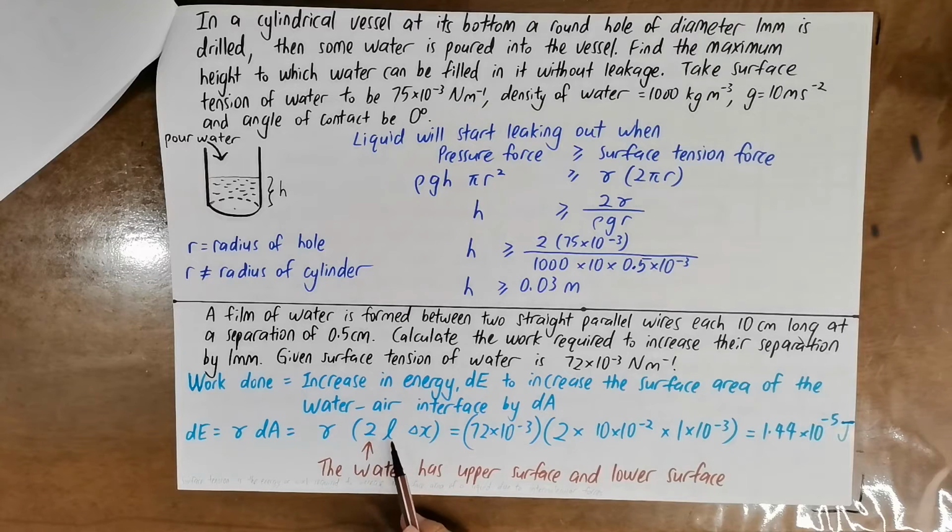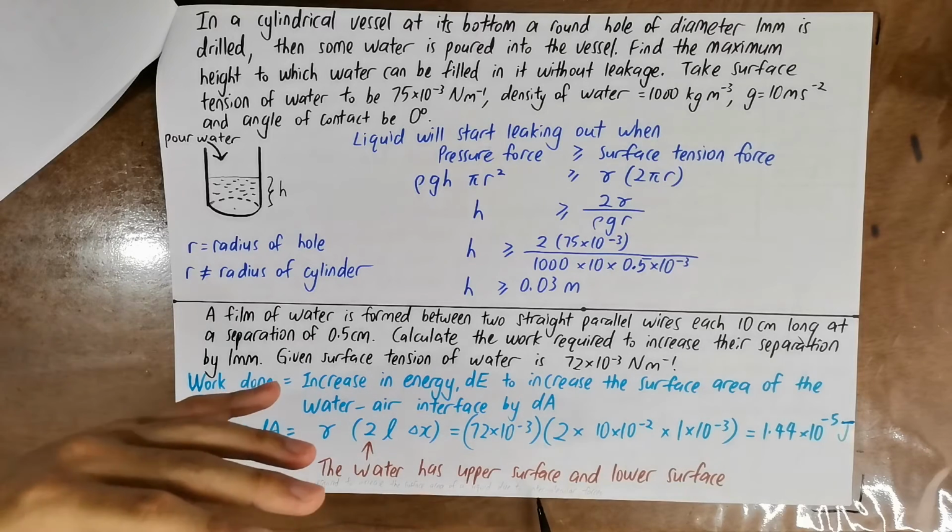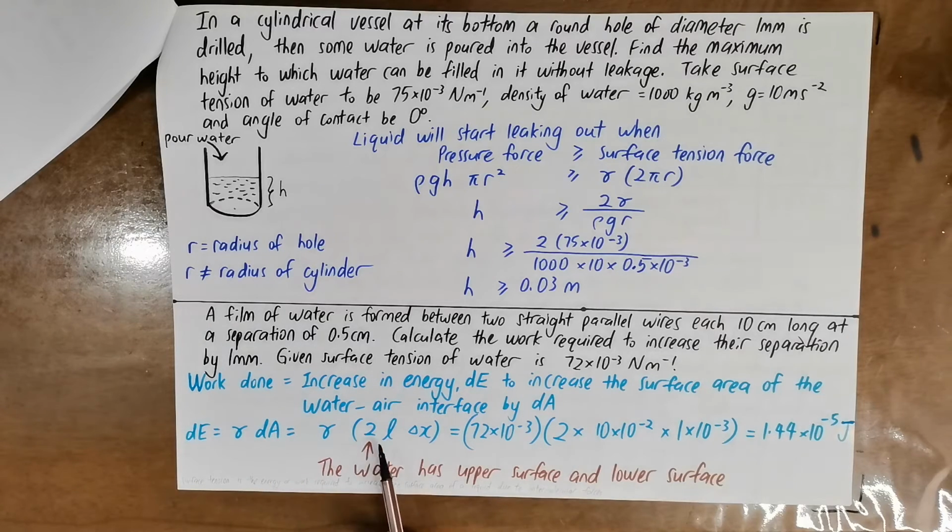Okay? L times delta X is for the upper layer only. So the water has an upper surface and a lower surface, so you need to multiply it by 2. Okay, so this is how you know that the energy of 1.44 times 10 power negative 5 joule is required to increase this surface area. And these surface areas include the surface area of the upper and the lower surface.